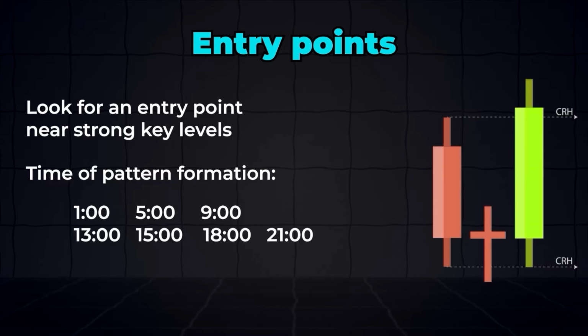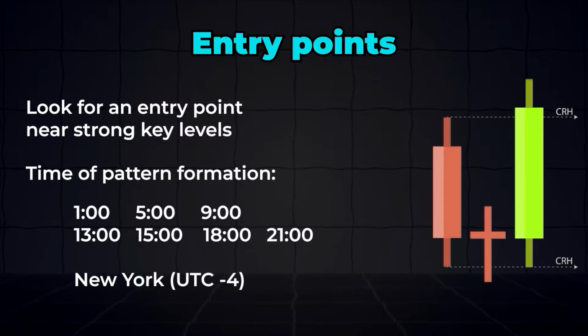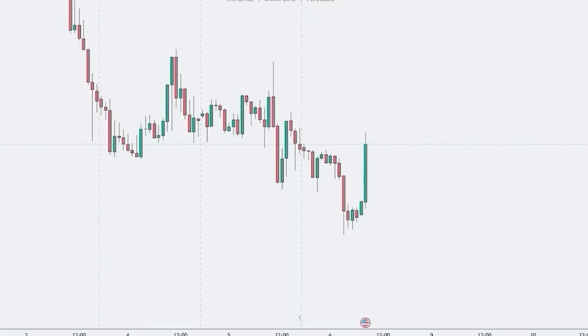These specific time intervals in the Forex market correspond to 1 a.m., 5 a.m., 9 a.m., 1 p.m., 3 p.m., 6 p.m., and 9 p.m. on New York time. Now that we've covered the theory, let's move to real market examples, and I will show you how this works in practice.